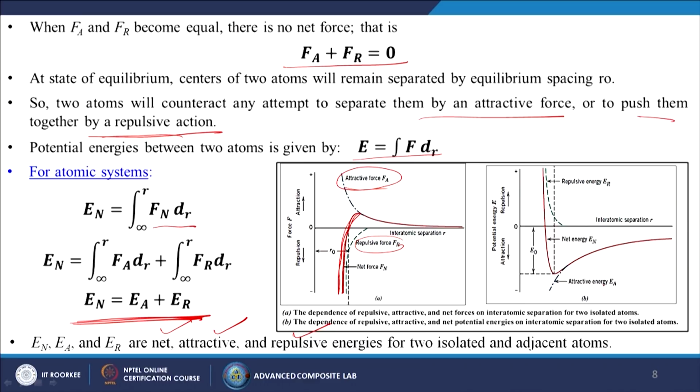So, in this particular case, this is generally the dependence of repulsive, attractive and net force on interatomic separations for two isolated atoms. Here, the dependence of repulsive, attractive and net potential energies on interatomic separations for two isolated atoms. Now we are going to discuss the bonding energies and melting temperature for various substances.